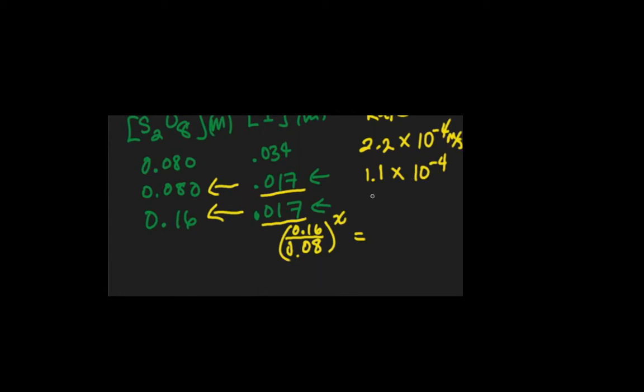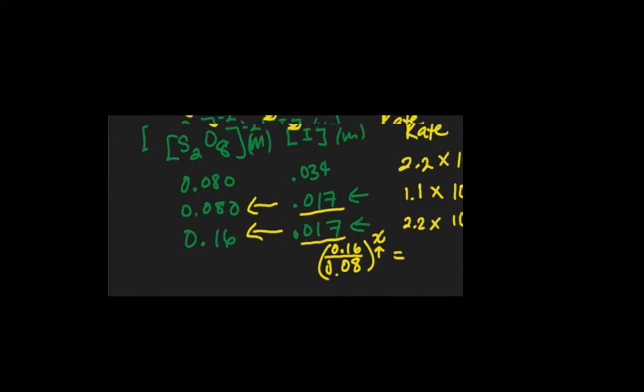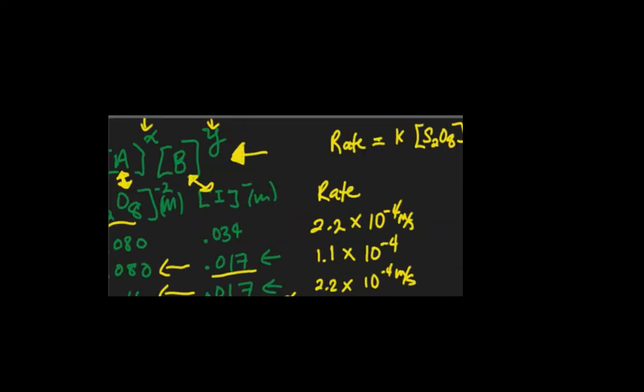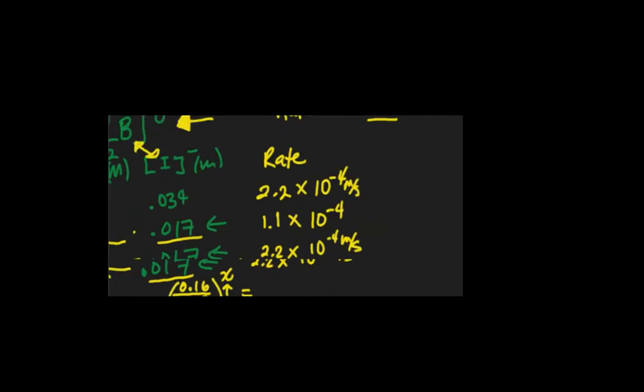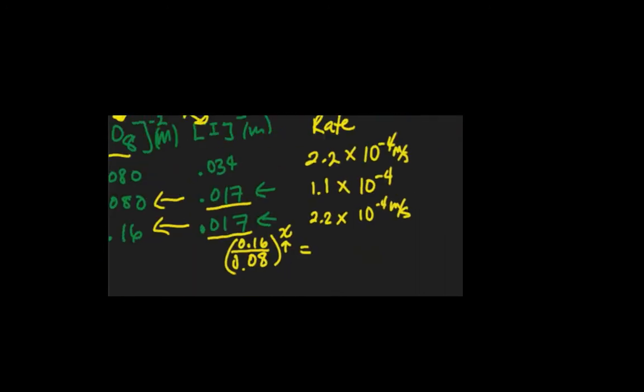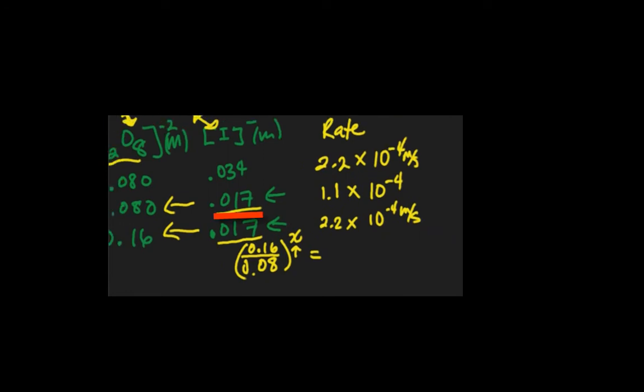So what we did was we set a ratio of this and this, and I put an X up there because we're dealing with the first reactant and the exponent of the first reactant. So when I'm finding X, I look in the B column for where it's constant. It was in 2 and 3, so I did a ratio of 2 and 3 from A.